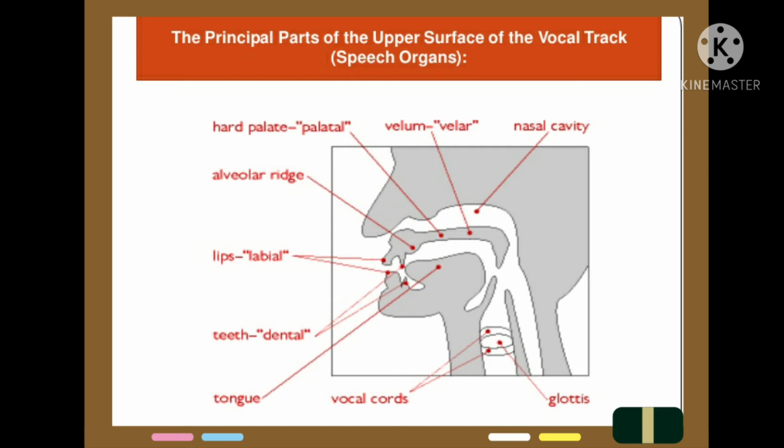The shape of the speech organs or vocal tract is a very important factor in the production of speech. The parts of the speech organs or vocal tract that can be used to form sounds are called articulators. The articulators that form the lower surface of the vocal tract often move toward those that form the upper surface.